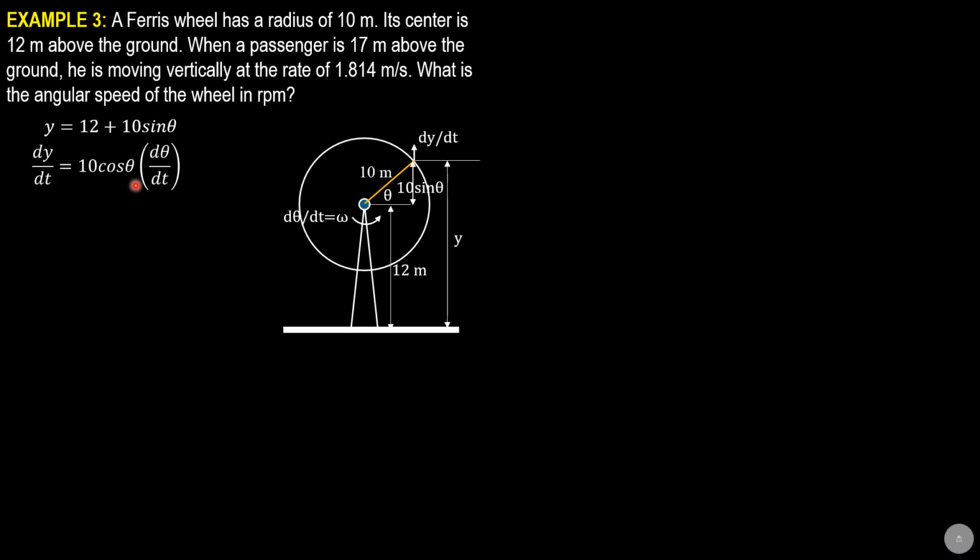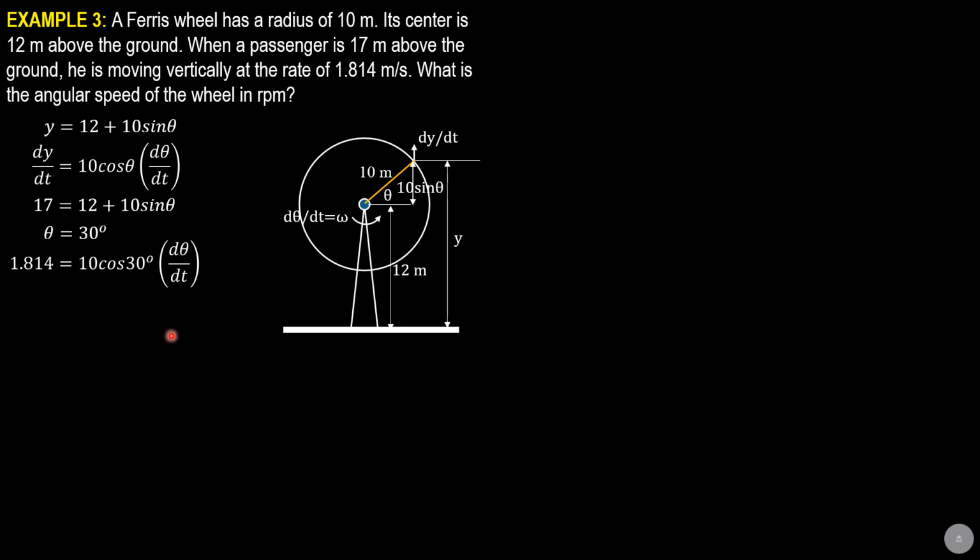So that's it. Then when the man is 17 meters above the ground, we can solve for that theta. We substitute into that formula. So 17 equals 12 plus 10 sine theta. So 17 minus 12 is 5, divided by 10 is 1 half. Inverse sine of 1 half is 30 degrees. So substitute here, dy dt. dy dt is 1.814 equals 10 cosine of 30 degrees times d theta dt.